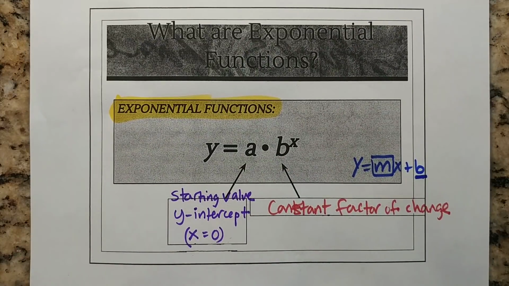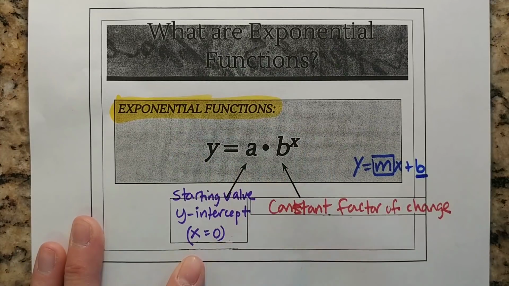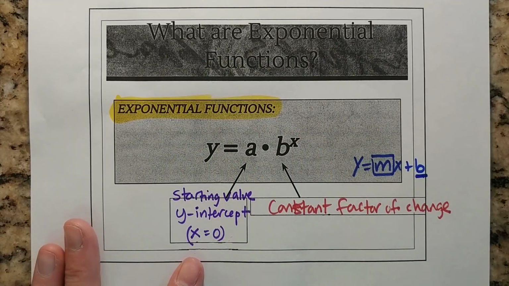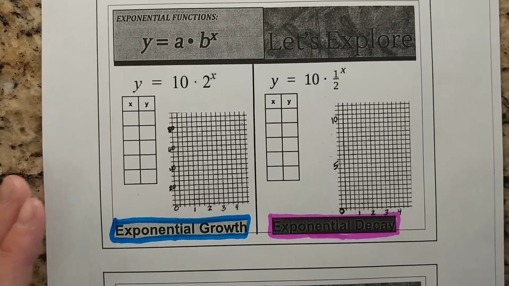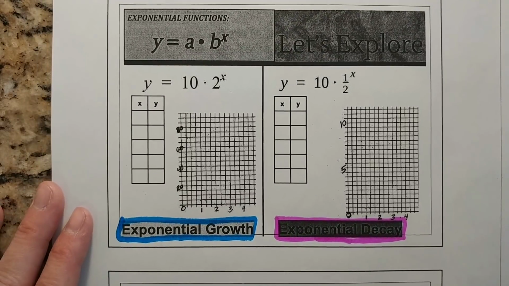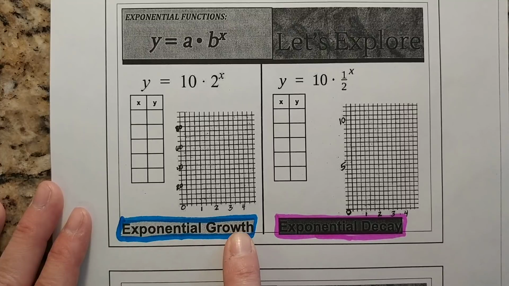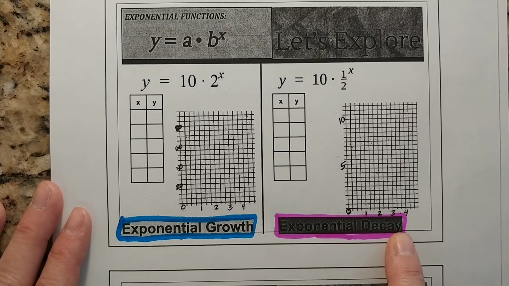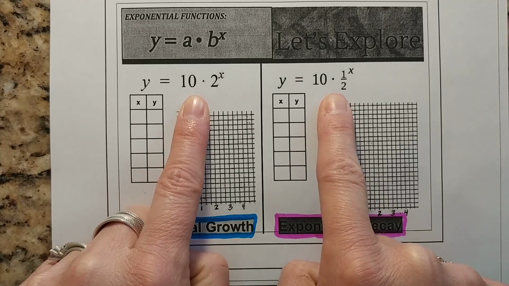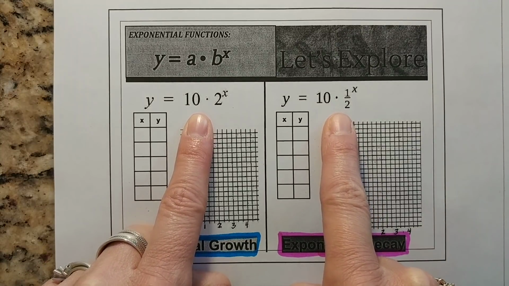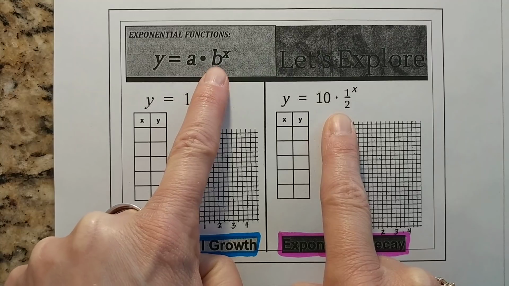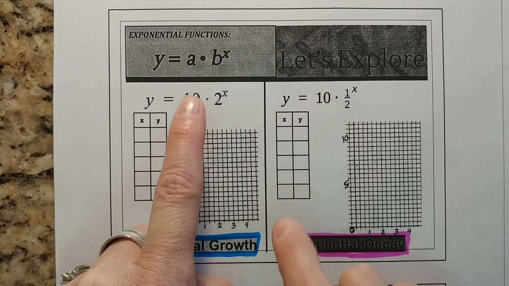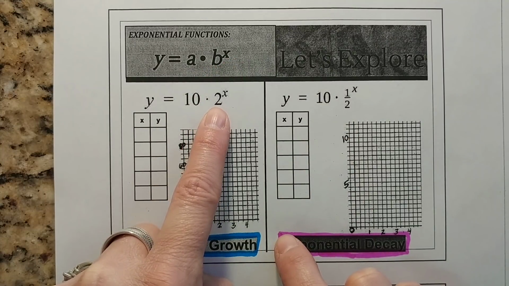So let's take a look at some examples so that you guys can understand what this means. This function will be given to you on the MCA on your formula sheet. There are two types of exponential functions: an exponential growth function, and an exponential decay function. They look very similar, don't they? Now remember, it's y equals a times b to the power of x. So here we have our a, and here we have our b.